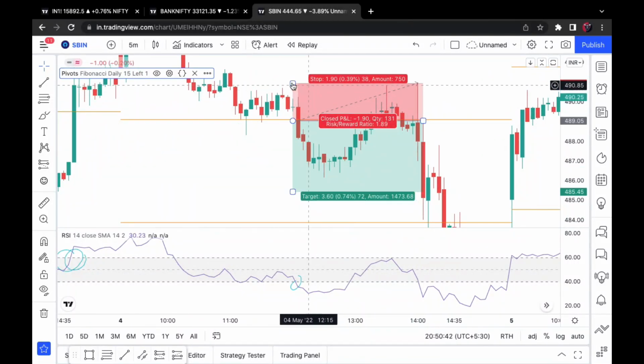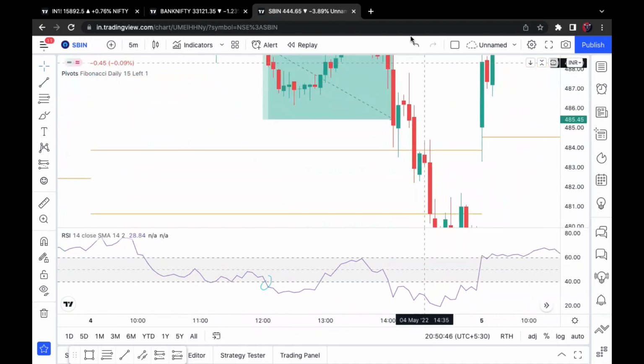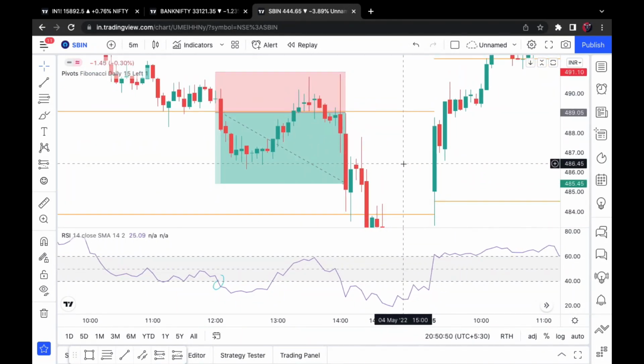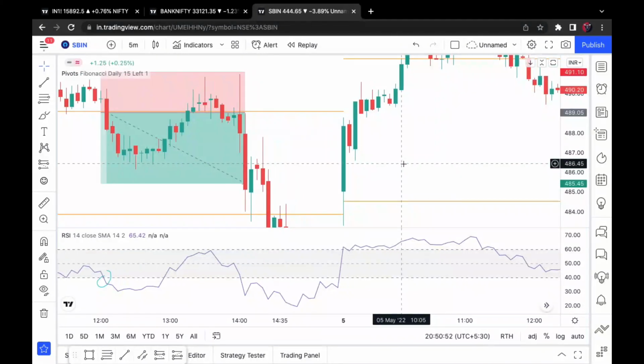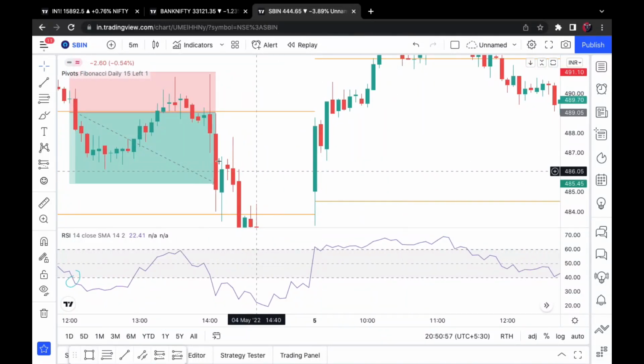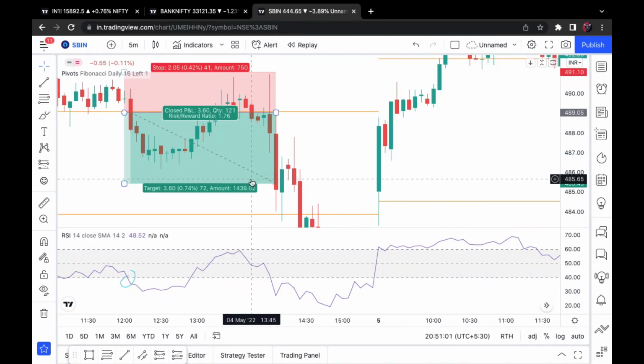But if you put a stop loss above this candle, then you can see a very good move. But our stop loss got hit. So let's ignore this. Now let's go on.